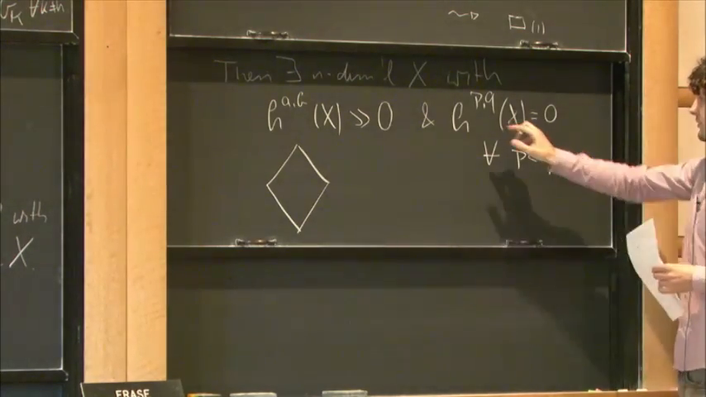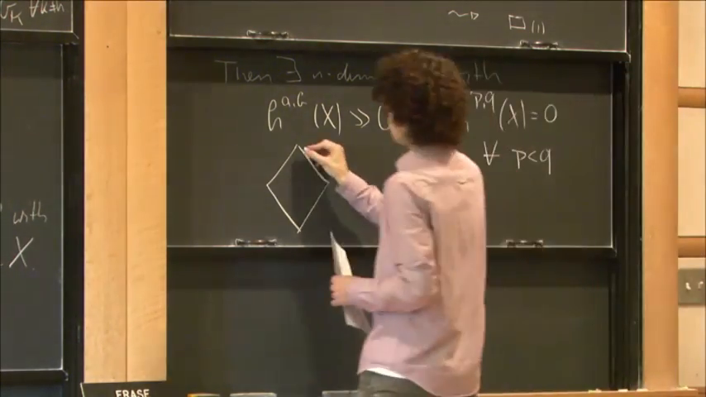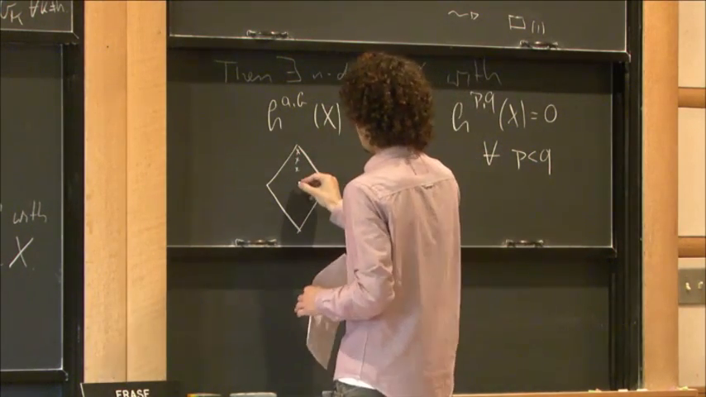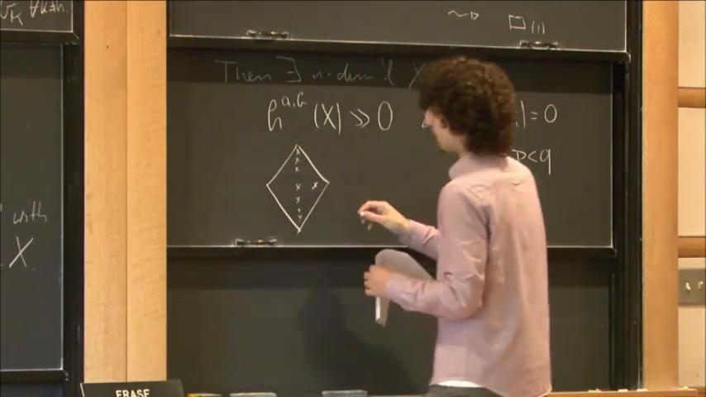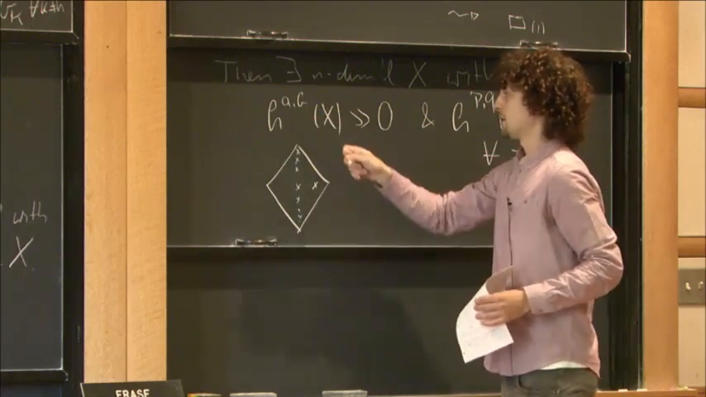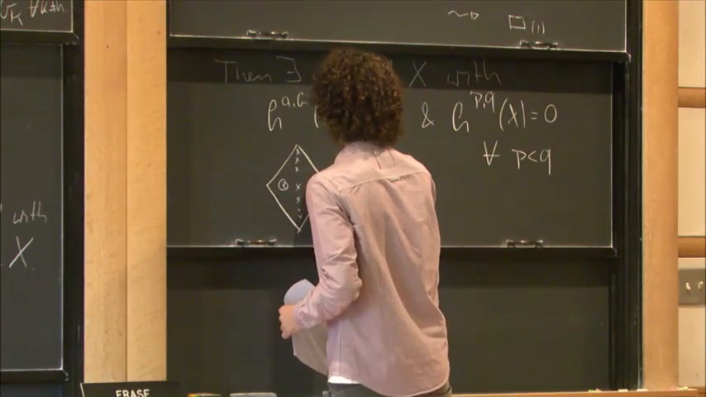I'm saying that most of the HPQ where P is not equal to Q is 0. So I don't claim anything about the HPP, so they might be pretty large. But then, apart from the middle axis, everything is concentrated in one degree, in the AB degree. So this one is pretty large.